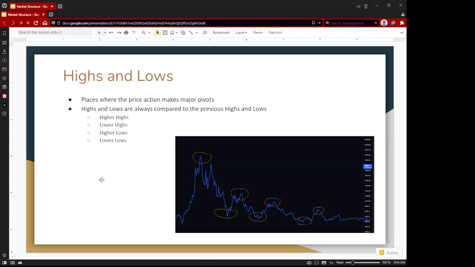One thing that's important to know about highs and lows is that they are always compared to the previous highs and lows. So let's go through that again. We have a high here, a low here, a high here. If you notice, this high is lower than this high. That would be considered a lower high. And then we have a low here, and this is slightly lower than the previous low. This is also a lower low. Another high that is lower than the previous, and so this is a lower high, lower low, lower high. It's just important to keep that in mind.